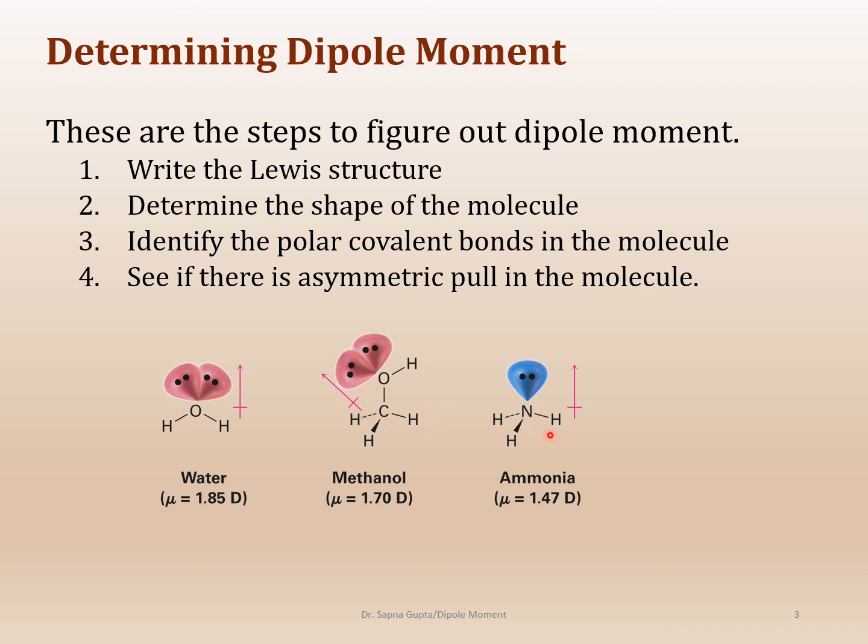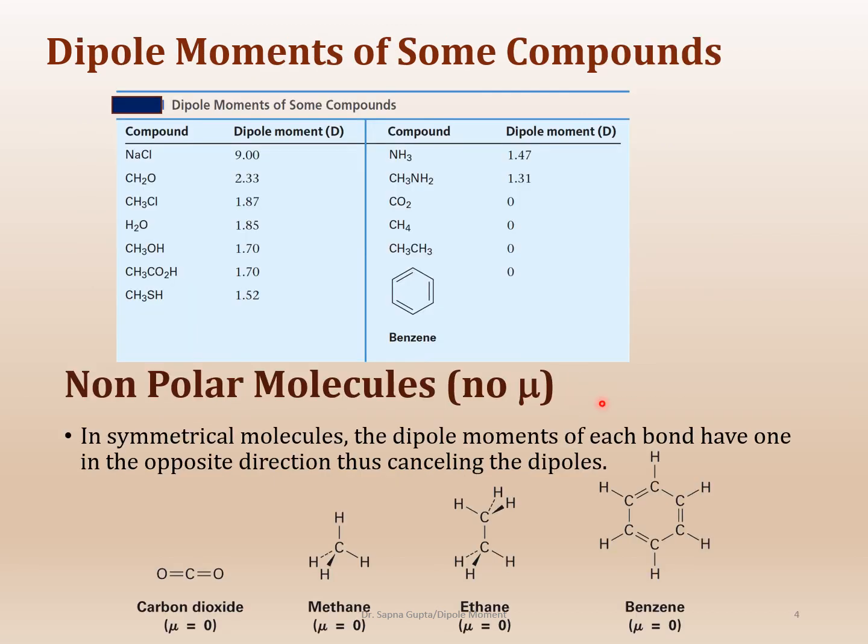In the case of ammonia, nitrogen is very electronegative, and so there's an asymmetric pull towards nitrogen, and that's where the arrow is pointing then. Please remember, this arrow that is pointing has a crosshair on it, and this is the only arrow that we use for dipole moment.